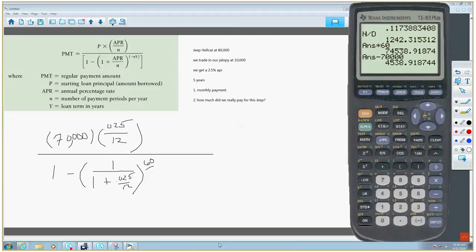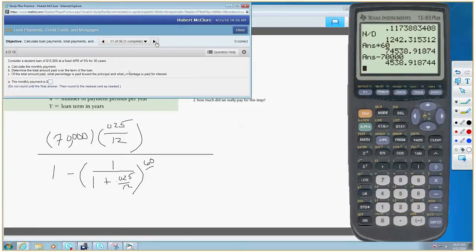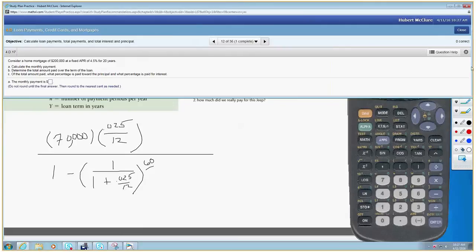All right, now let's do a house. Let's really depress y'all. Pull up our handy dandy homework. There we go. Consider a home mortgage for $200,000 at a fixed APR of 4.5% for 20 years. Give me the payment and how much you're really paying for it. You know that's a monthly payment, because all mortgages are monthly payments, unfortunately.